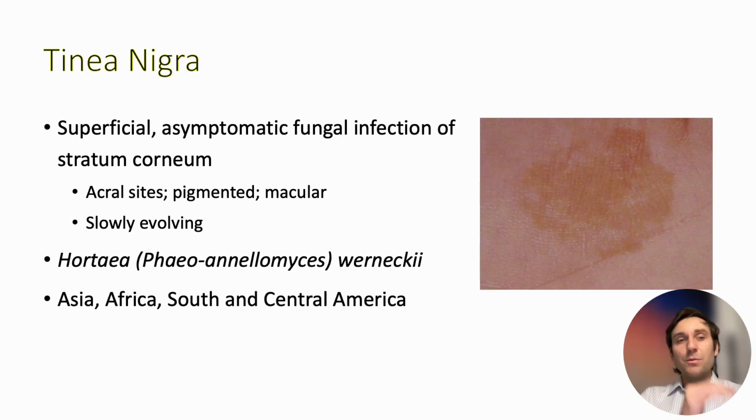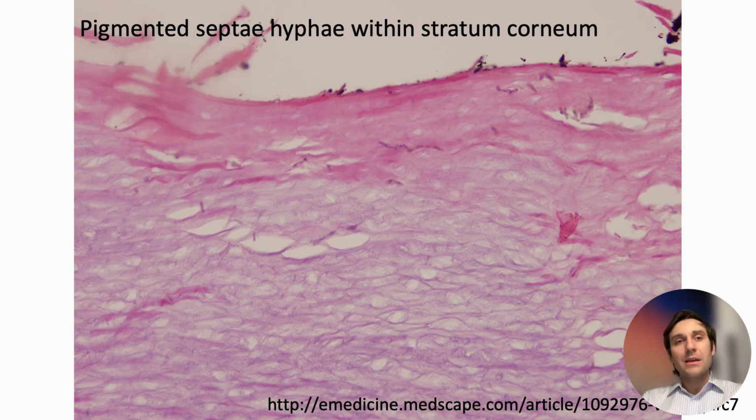So this is a superficial asymptomatic fungal infection of the stratum corneum. It's classic of the acral sites. It's pigmented, and it's caused by this fungus, Hortaea werneckii, in Asia, Africa, South and Central America. And you have these septate, pigmented hyphae here in the stratum corneum whenever you do a biopsy.